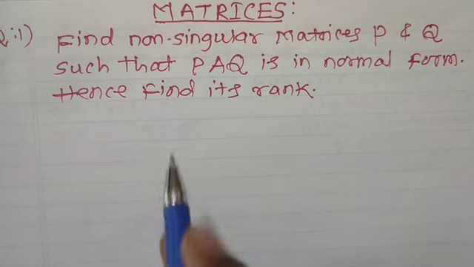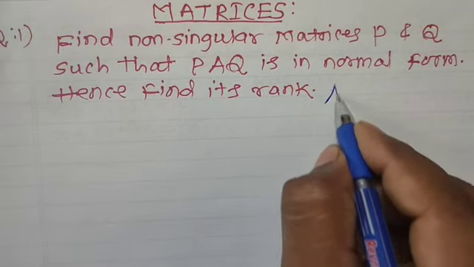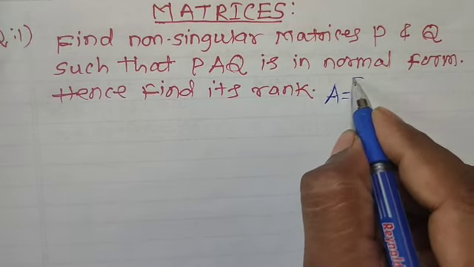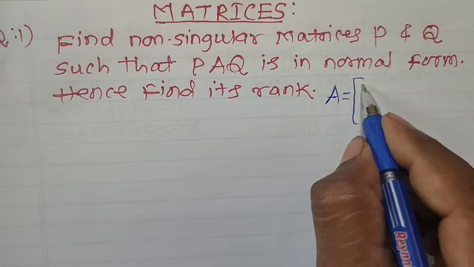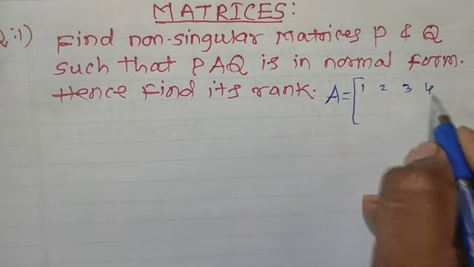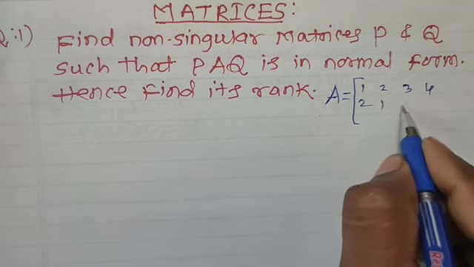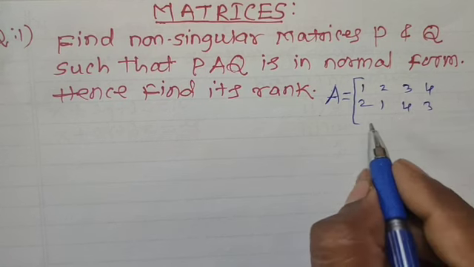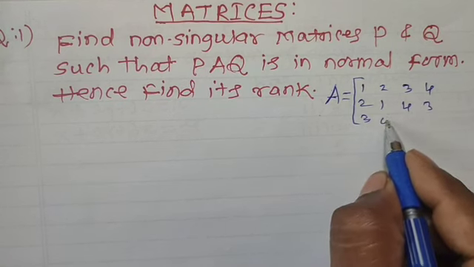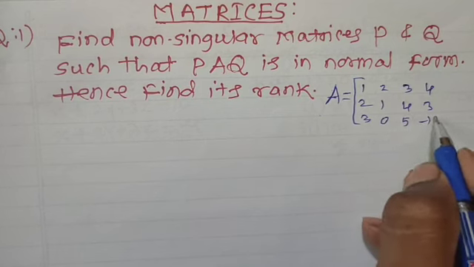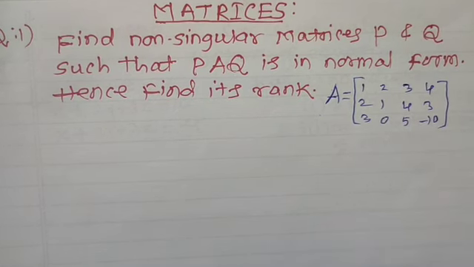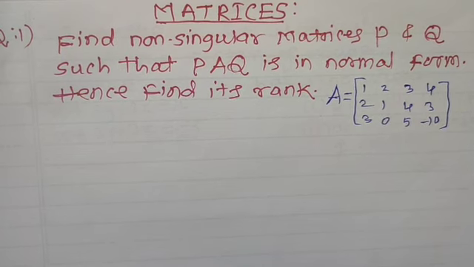Given matrix A is equal to, first row is 1 2 3 4, second row is 2 1 4 3, and third row is 3 0 5 minus 10. Okay, this is given matrix. We have to express this matrix in PAQ form, where P and Q are non-singular matrices. Means what? Determinant of P is not equal to 0 and determinant of Q is also not equal to 0.